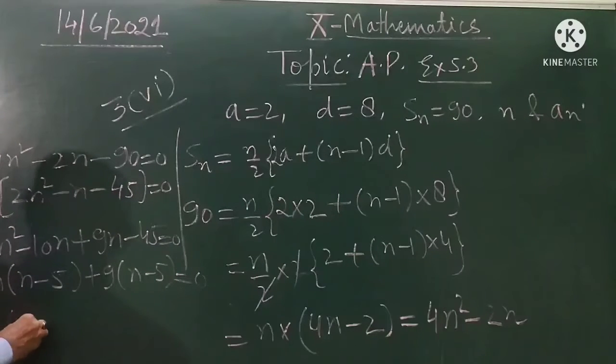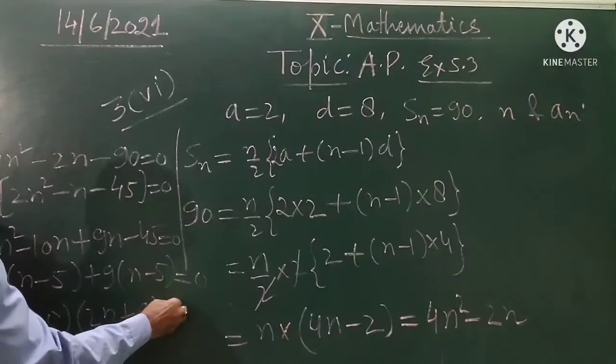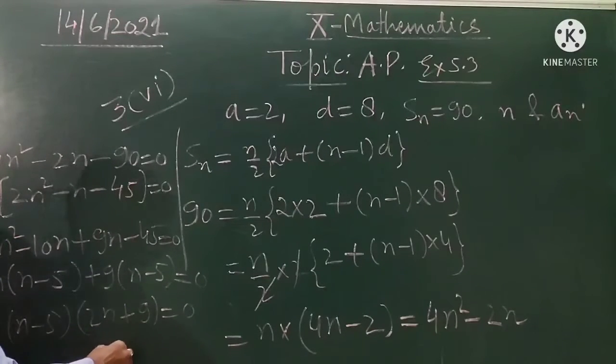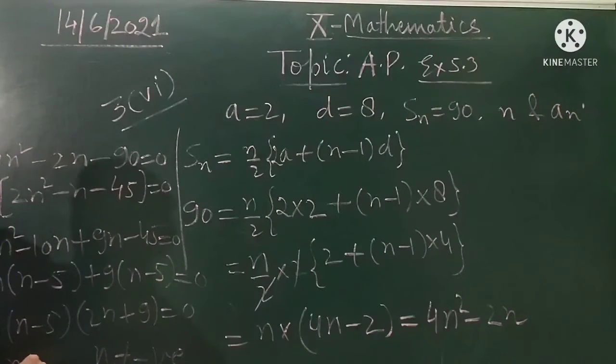Now n minus 5 into 2n plus 9 equal to 0. Since n cannot be negative, so n equal to 5. Value of n is 5 here.